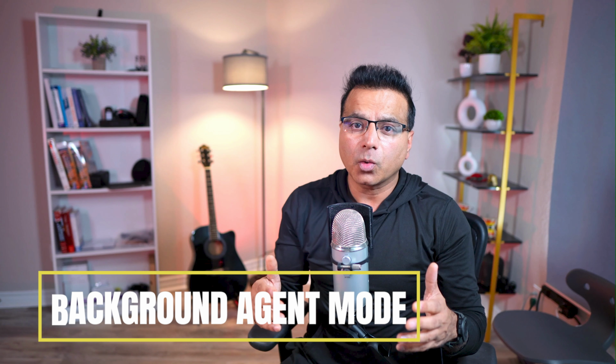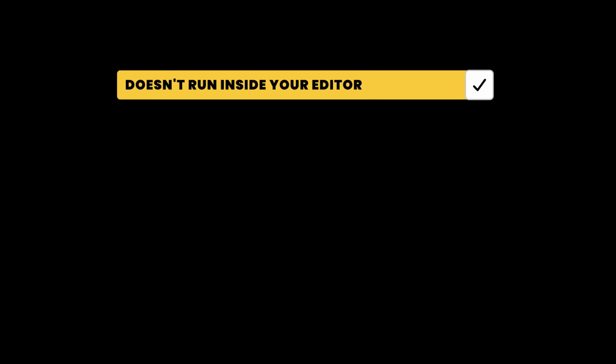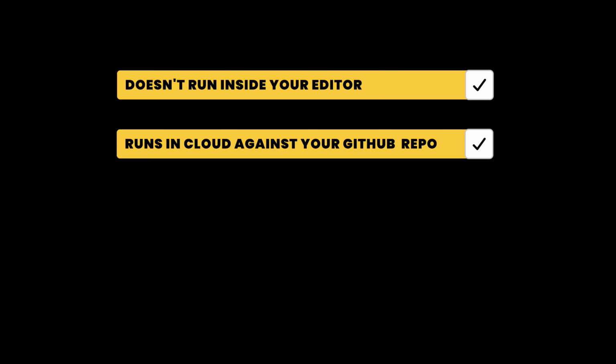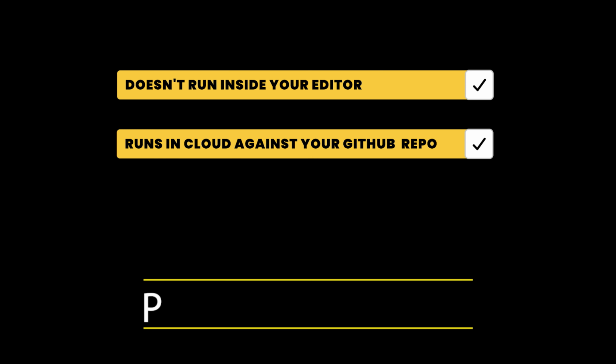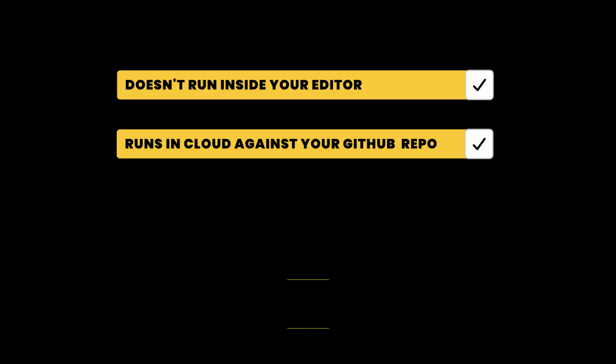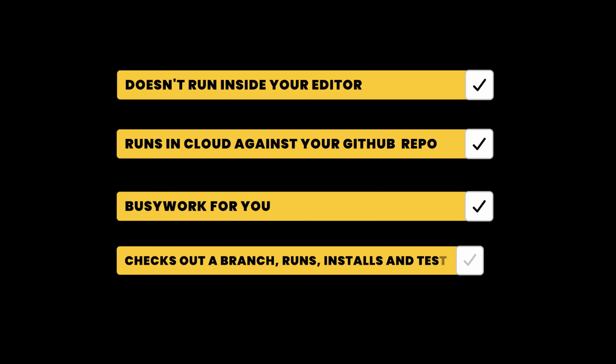Unlike Ask or agent mode, the background agent doesn't run inside your editor. For example, it runs in the cloud against your GitHub repo. You give it a small PR-sized task, and it does the busy work for you. It checks out a branch, runs installs and tests, applies the changes, and opens a pull request you can review. And it keeps going even if you close your editor.